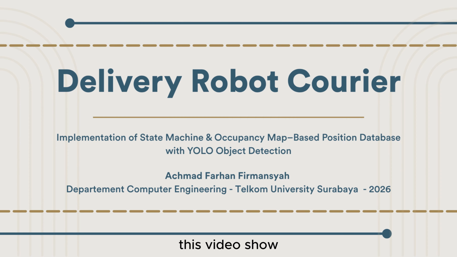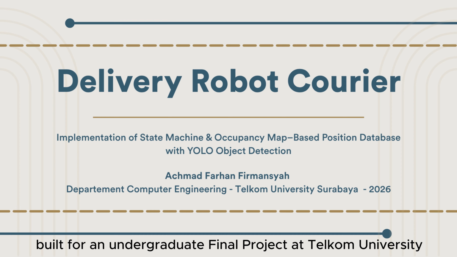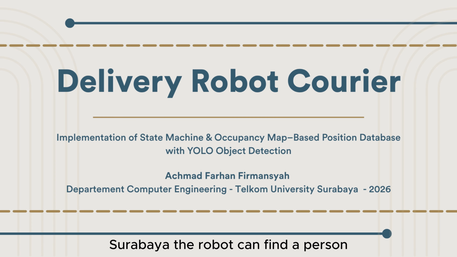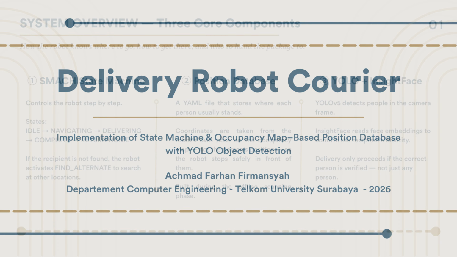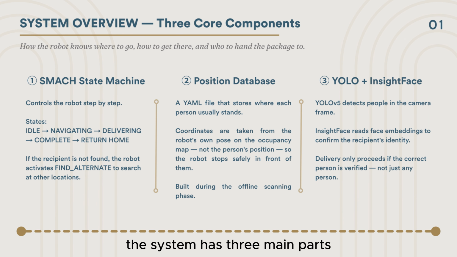This video shows a delivery robot system built for an undergraduate thesis at Telkom University Surabaya. The robot can find a person, navigate to them, confirm their identity, and hand over a package. The system has three main parts.